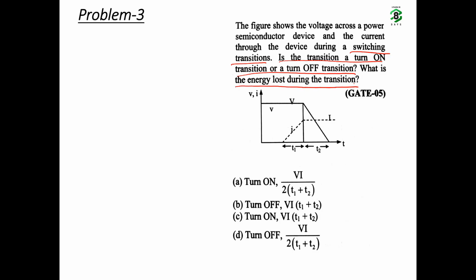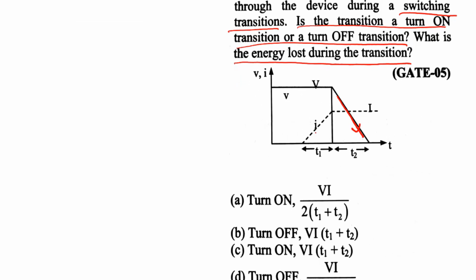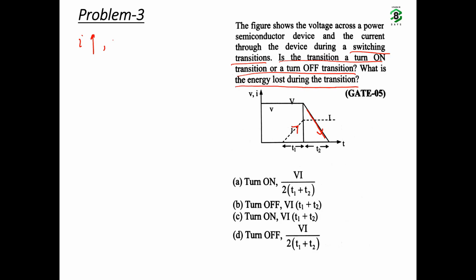First question: as per the graph, we have to find out whether this graph represents a turning on phenomenon or a turning off phenomenon. So we have to see that voltage here is decreasing and current here is increasing. Whenever a switch turns on, current increases and voltage decreases. So it is a turn on phenomenon.